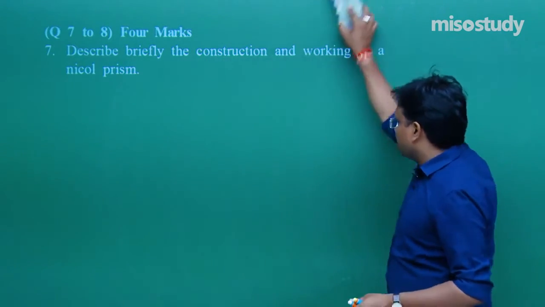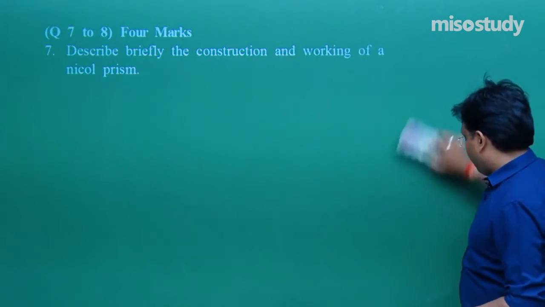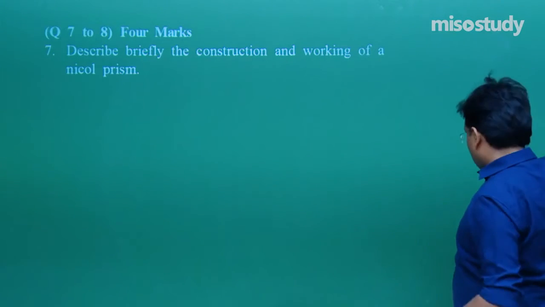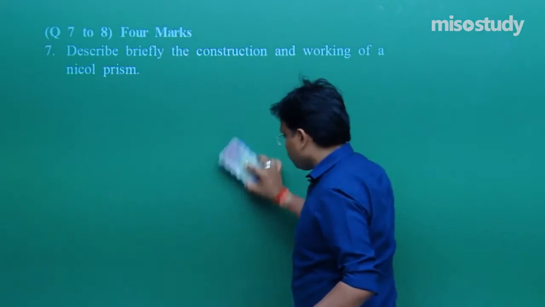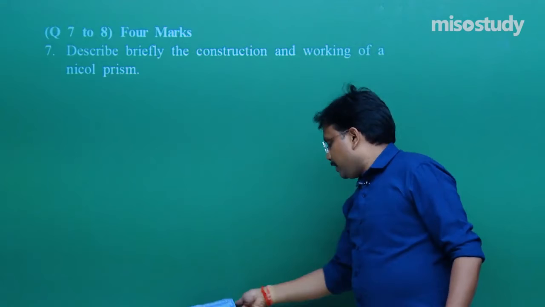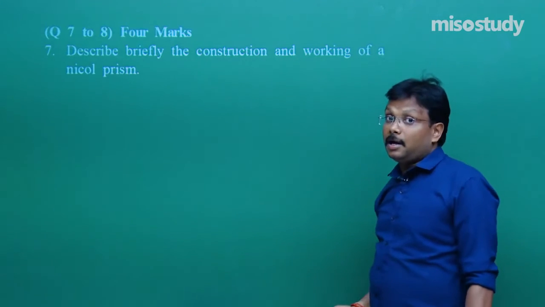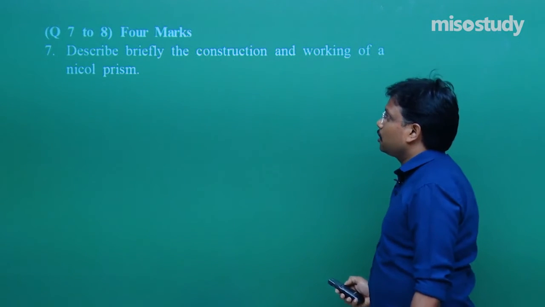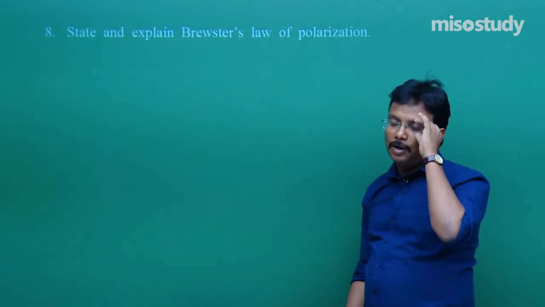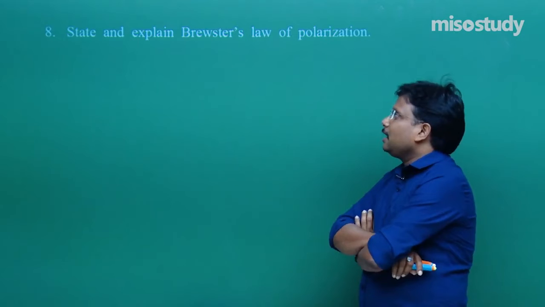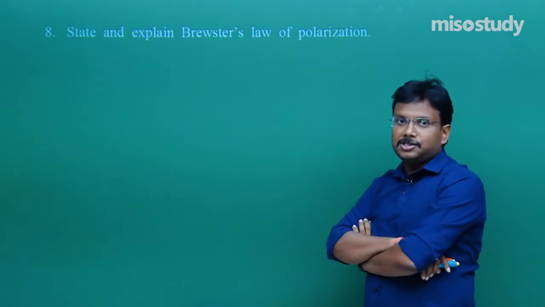So let us make it clean and then further jump to the other questions. So students, next question is again for 4 marks. Just take a look. State and explain Brewster's law of polarization. Fine. State and explain Brewster's law of polarization.